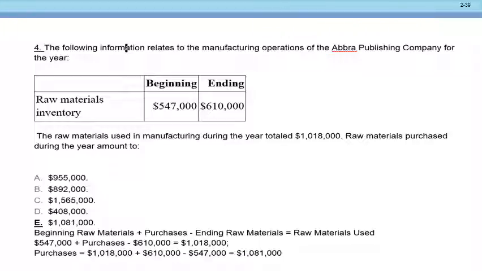You just take what the problem gives you. And we have what? Did they give me the beginning inventory for the raw materials? It's 547,000. Okay, good. Did they give me the ending balance? 610,000. I got that. Good. Okay, then what? They say raw materials used in production were 1,018,000. What are the raw materials purchased?